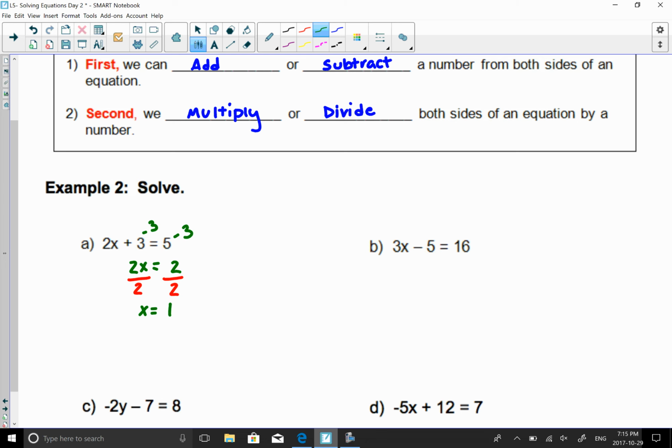That's how you do a check. You plug that number back into the original equation and you check if your answer makes both sides equal.